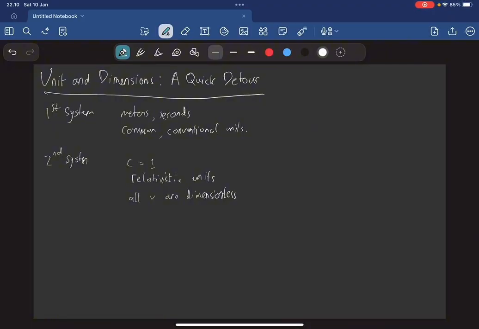How big is a light second? We know that it is 186,000 miles. But for our purposes, that's unimportant.